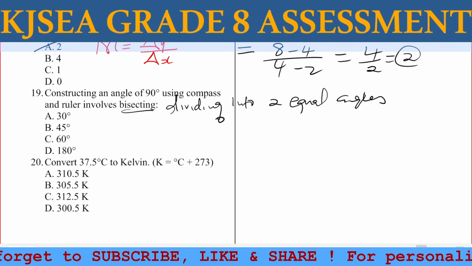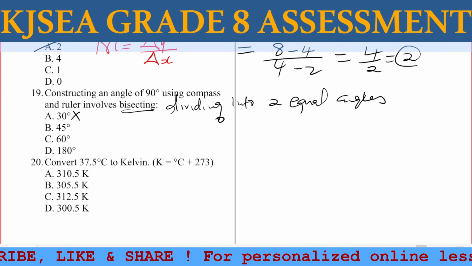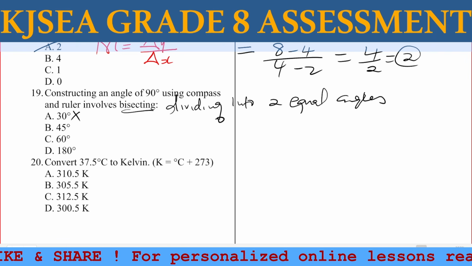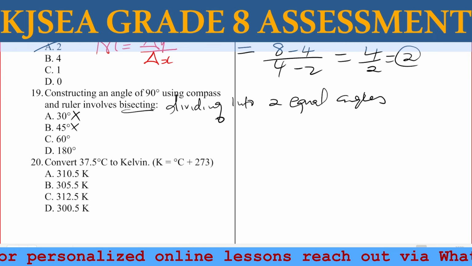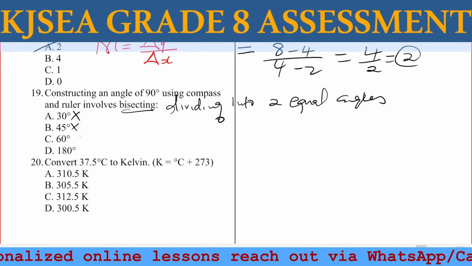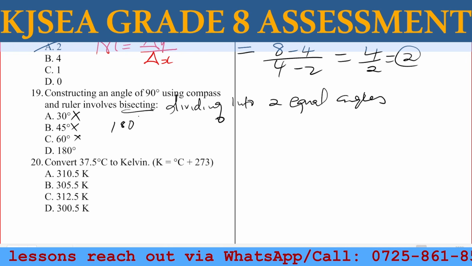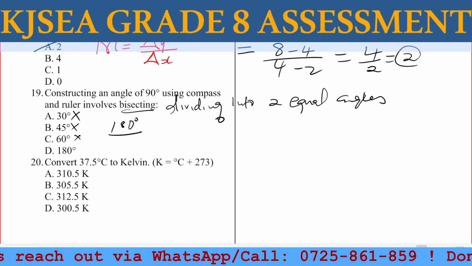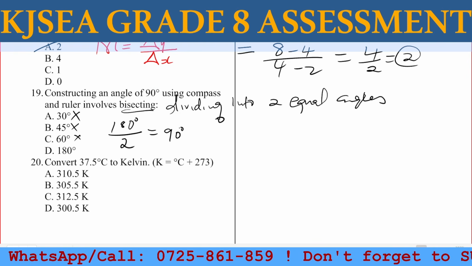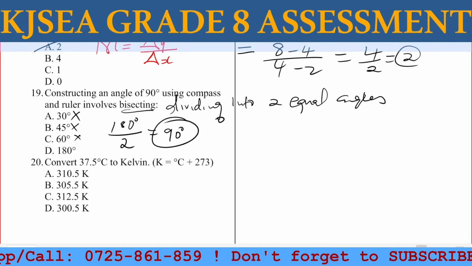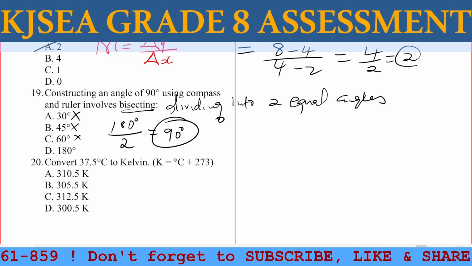You cannot get that, so that one is out. 45 divided by 2, you will not get 90. 60 degrees divided by 2, you'll get 30, not 90. But if you take 180 and bisect it, that means you divide it by 2. This is what is going to give you 90 degrees. Therefore, to construct an angle of 90 degrees, you need to bisect 180 degrees.